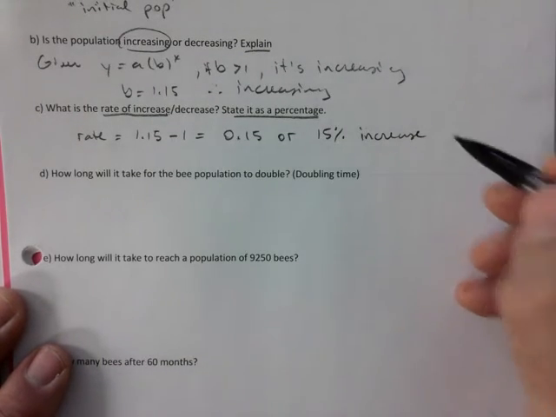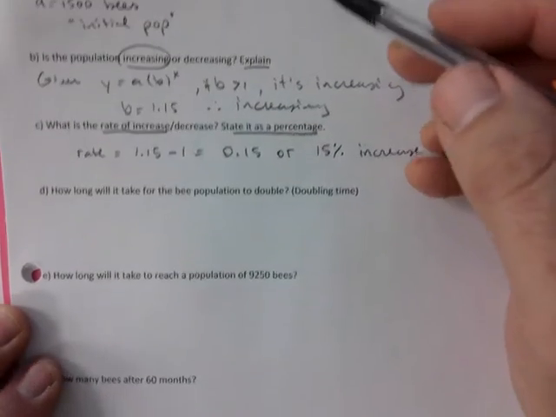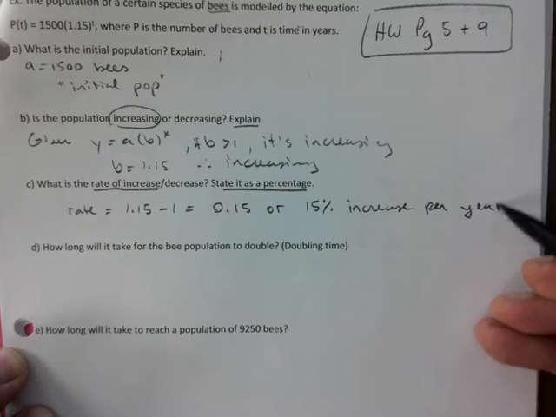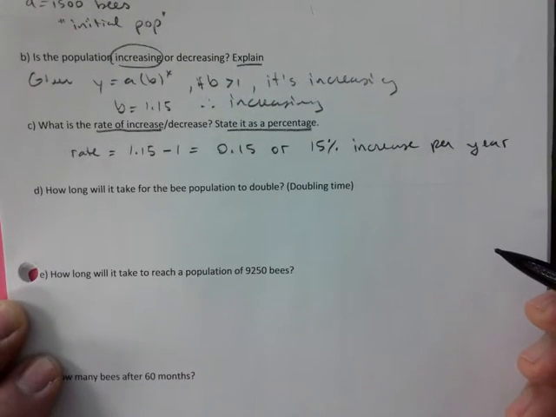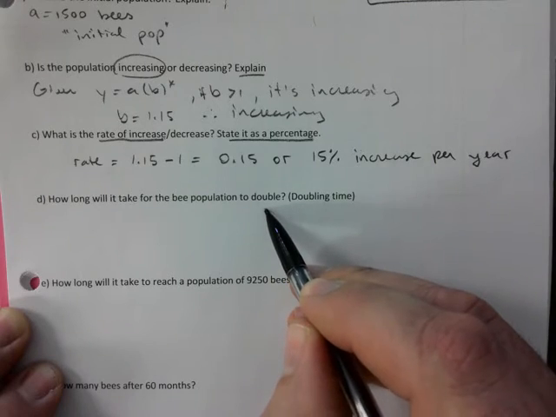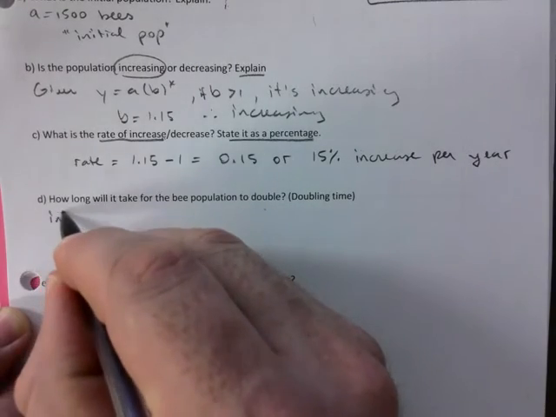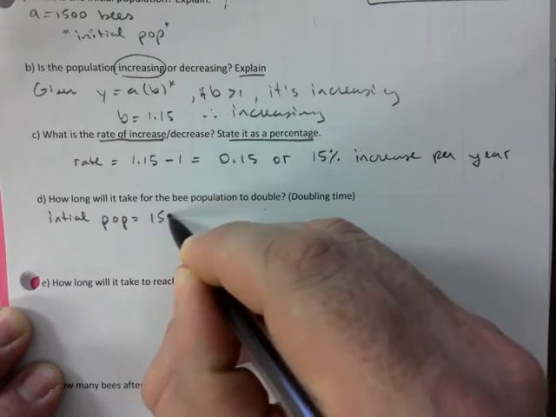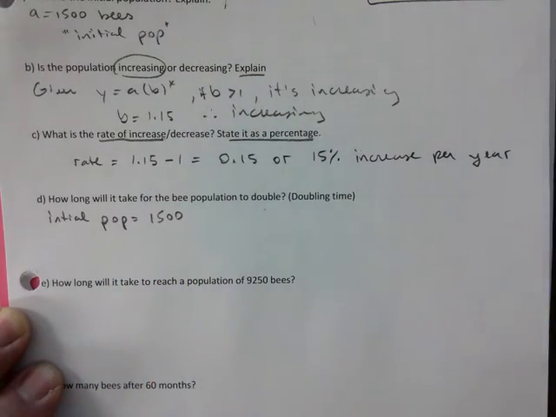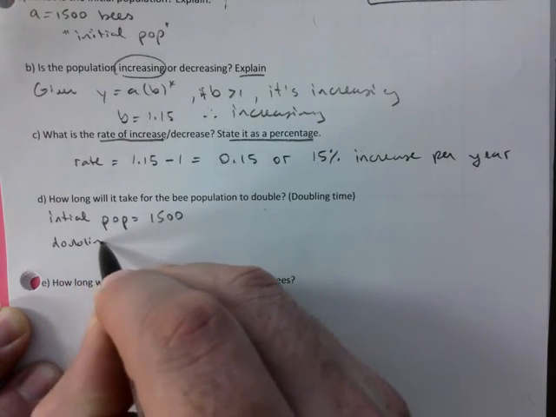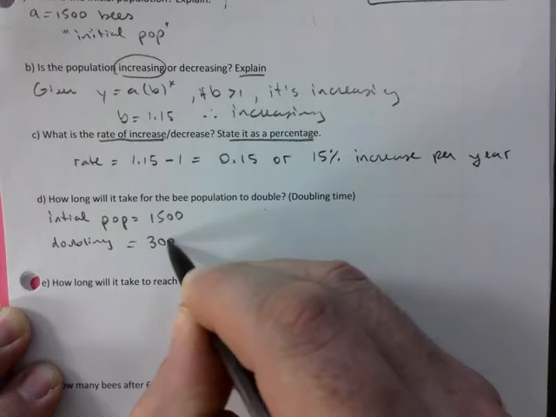And what are we in? Let's just look at what time represents up here. Time in years per year. How long will it take for the bee population to double? We can figure out the doubling time, right? Initial population, just go by what it used to be. It's 1,500. Okay. So doubling would be 3,000 bees, right?